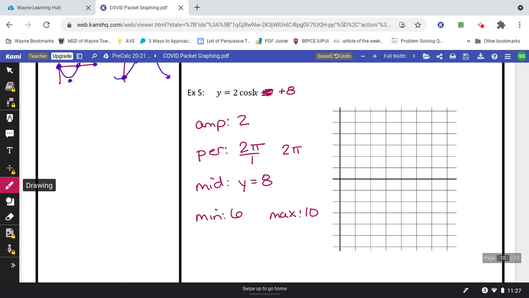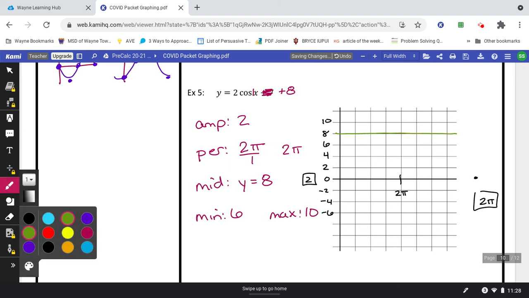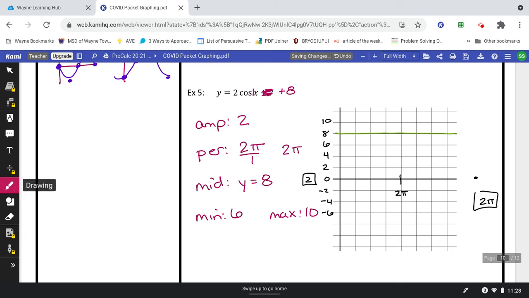And then because I don't have enough spots to go all the way up to 10, I'm going to go ahead and count by 2. So in the little box, you put a 2, and then it auto-populates counting by 2s. Over here, period is 2 pi, and you put a little dot and drag it all the way over to the 4th line, 2 pi. Our midline is at 8. And this is a cosine graph, so it's going to start above. The maximum value is 10, so my first dot goes at 10, then 8, then 6, then 8, and then 10.